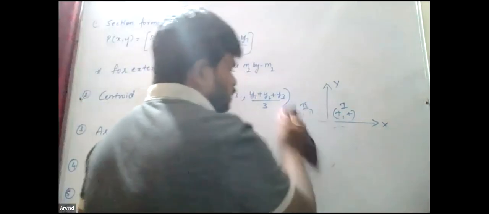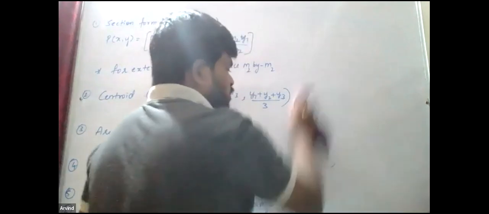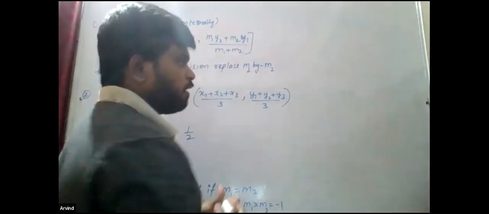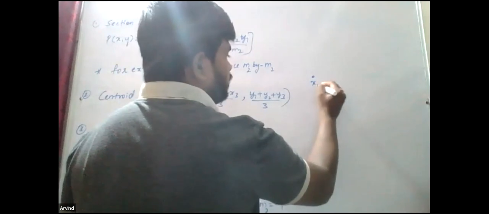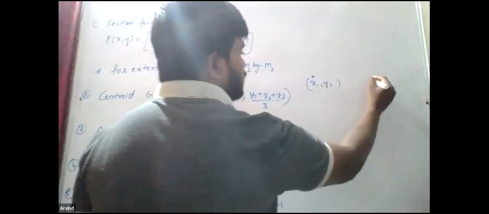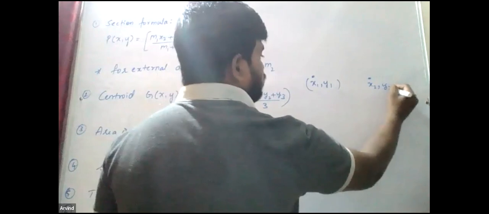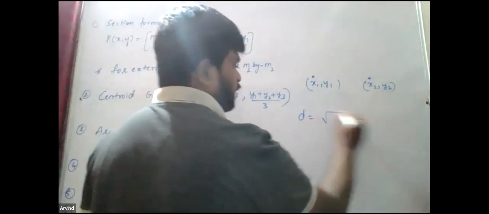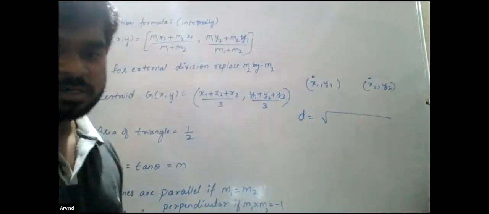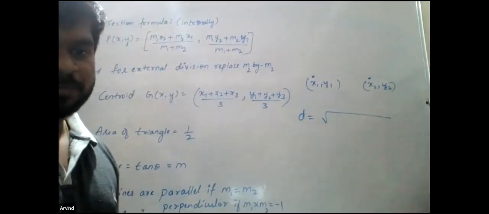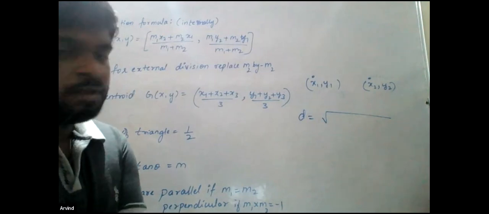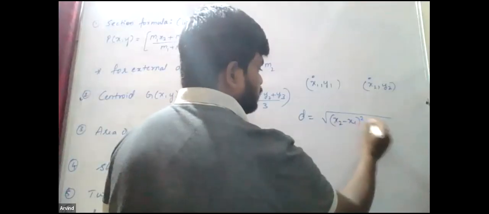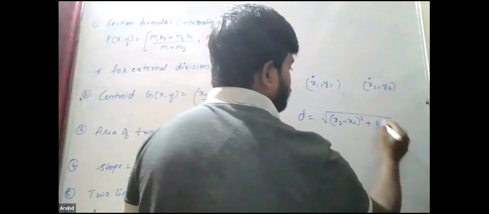Let's recapitulate what you have learned in 10th standard. Suppose there are 2 points, x1, y1, and another point x2, y2. You can find the distance between them. Can anyone tell me what is the distance between 2 points? What will be the formula? It is the square root of x2 minus x1 whole square plus y2 minus y1 whole square.